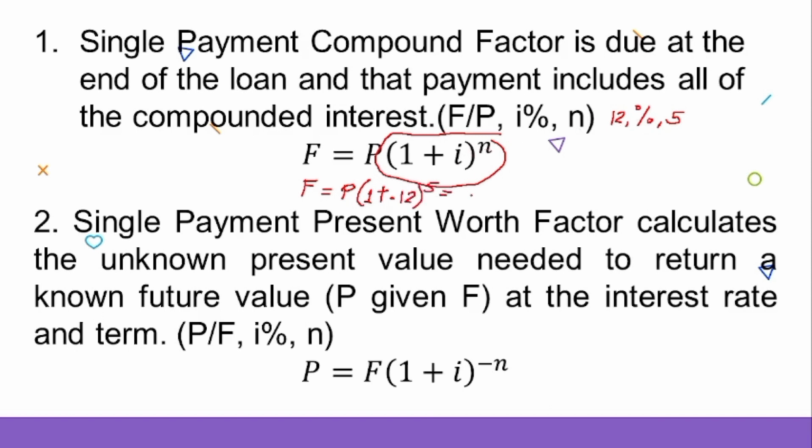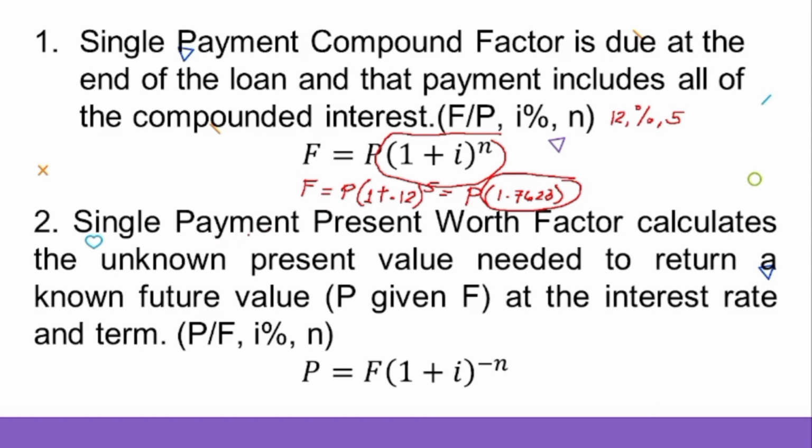So, this is equal to P times 1.763. So, this is our factor. So, if we multiply the present amount with this factor, makukuha natin yung future amount of money.